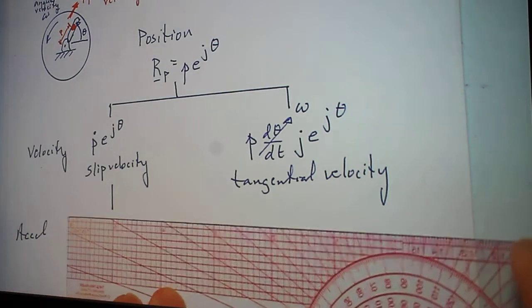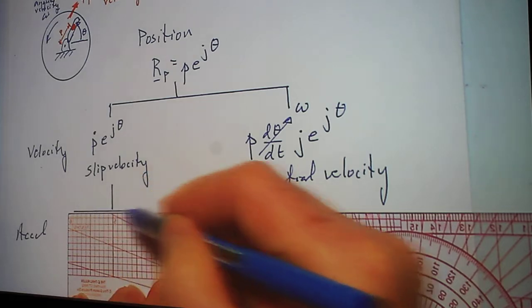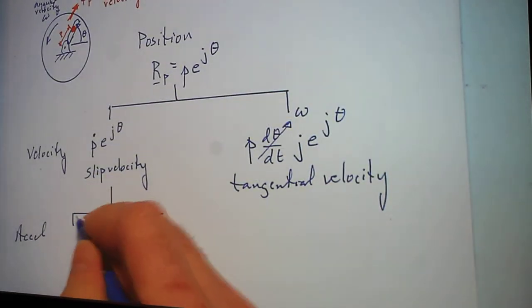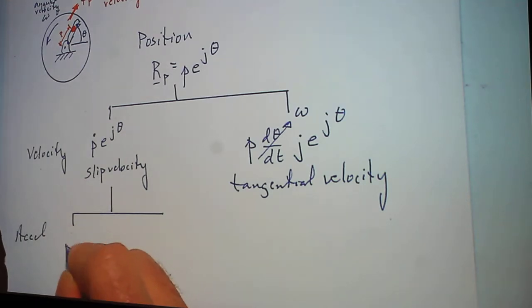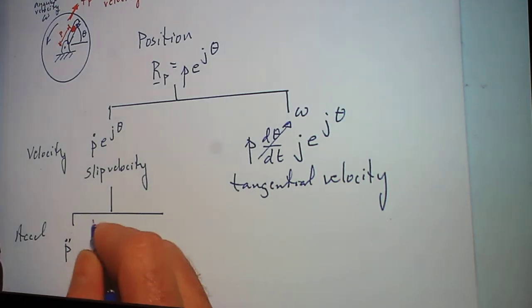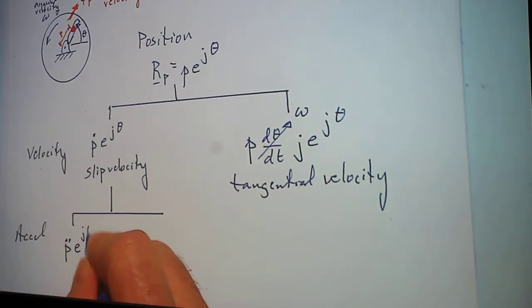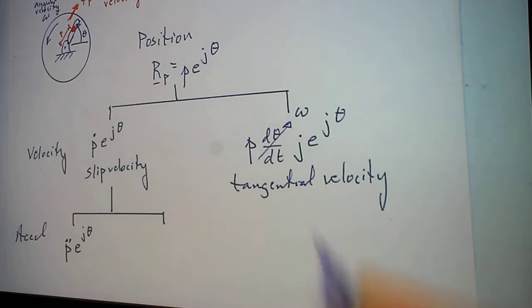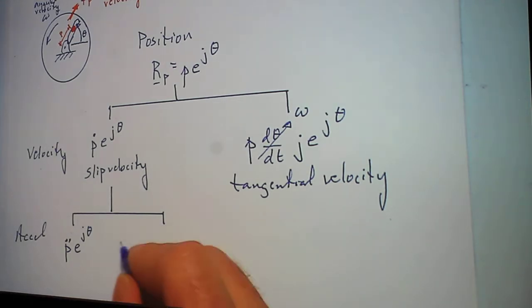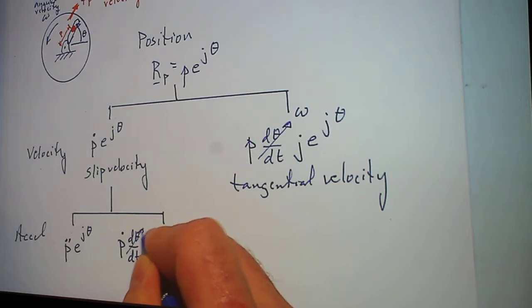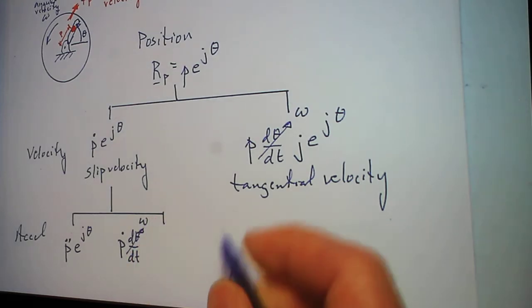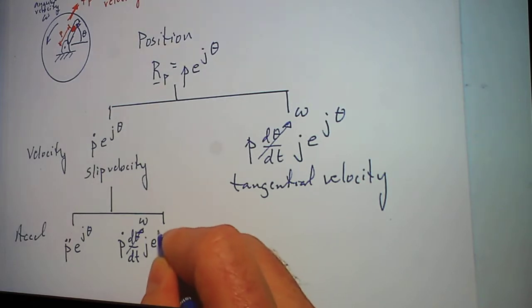So the acceleration looks something like this here. You have P double dot, because that thing can be slowing down or speeding up. Slowing down is going in the opposite direction of P dot. Speeding up, it's going in the same direction as P dot. We'll talk about that more in a second. And then we have this right here, which is P dot d theta dt, which again we recognize as omega, j e to the j theta.